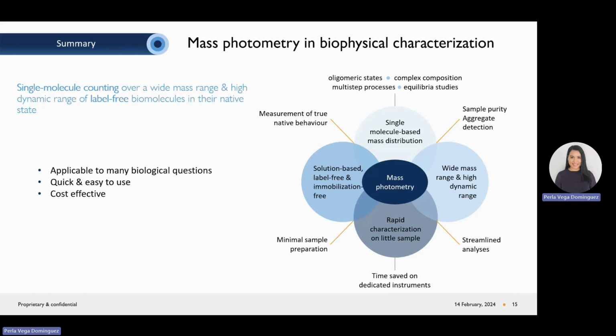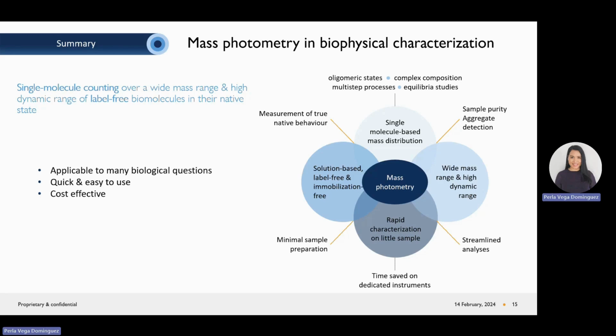Overall, mass photometry provides single molecule detail of samples measured in the bulk, so it really combines the best of both worlds with regards to single molecules and ensemble techniques. This enables the extraction of information of subpopulations, such as oligomeric states and complex stoichiometries. Additionally, because mass photometry is a single molecule counting technique, and it does it over a wide mass range and high dynamic range, it provides information on sample homogeneity and the detection of low abundance species.